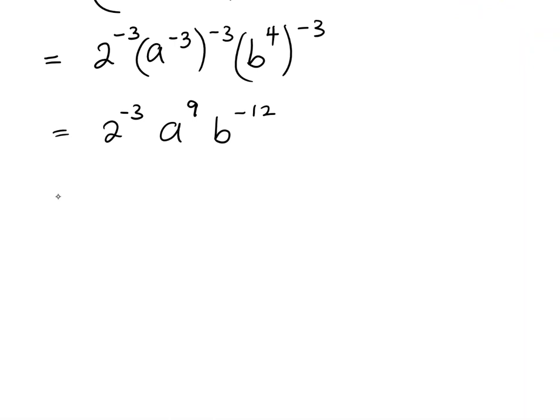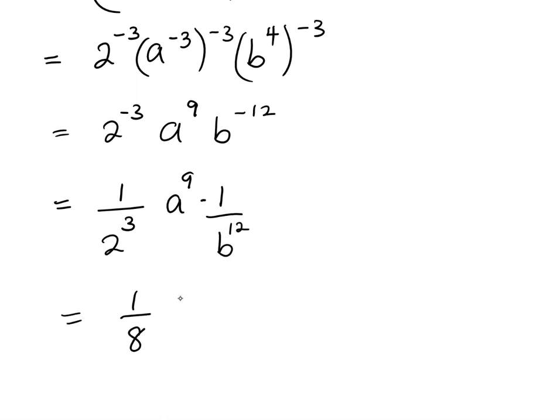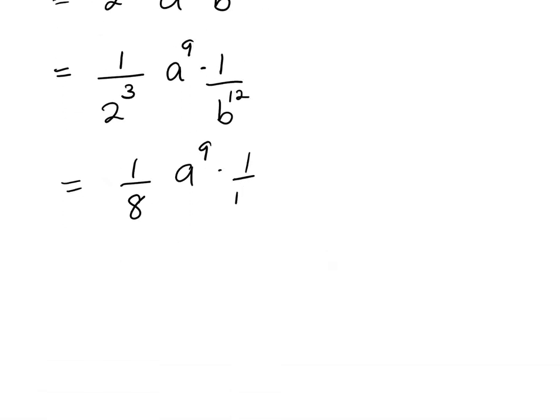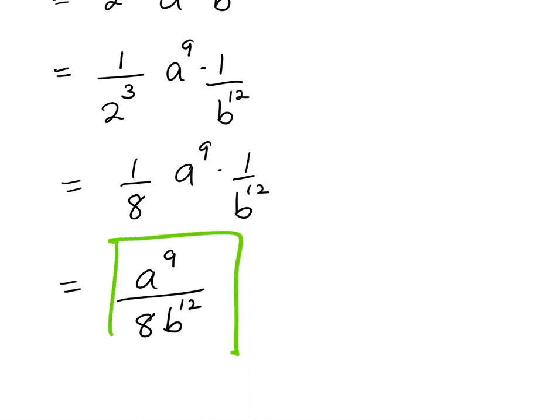Looks like we can make some things become positive exponent. From our starting point, you would agree with me that this will be 1 divided by 2 raised to power 3, then a raised to power 9, then times 1 divided by b raised to power 12. And that is 1 divided by 8, a raised to power 9, times 1 over b raised to power 12. And that is a raised to power 9 divided by 8b raised to power 12. And that is our answer for that problem.